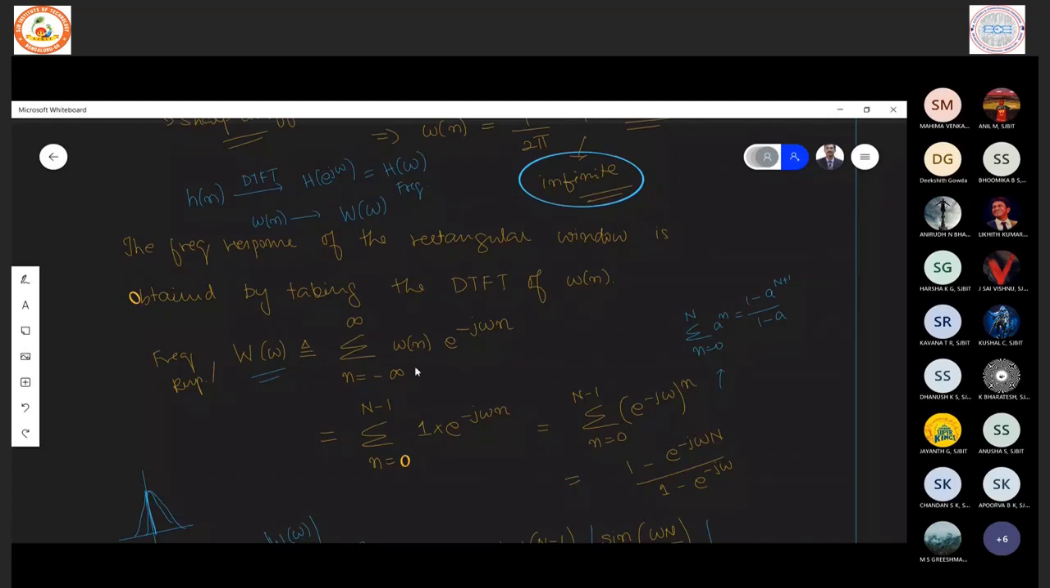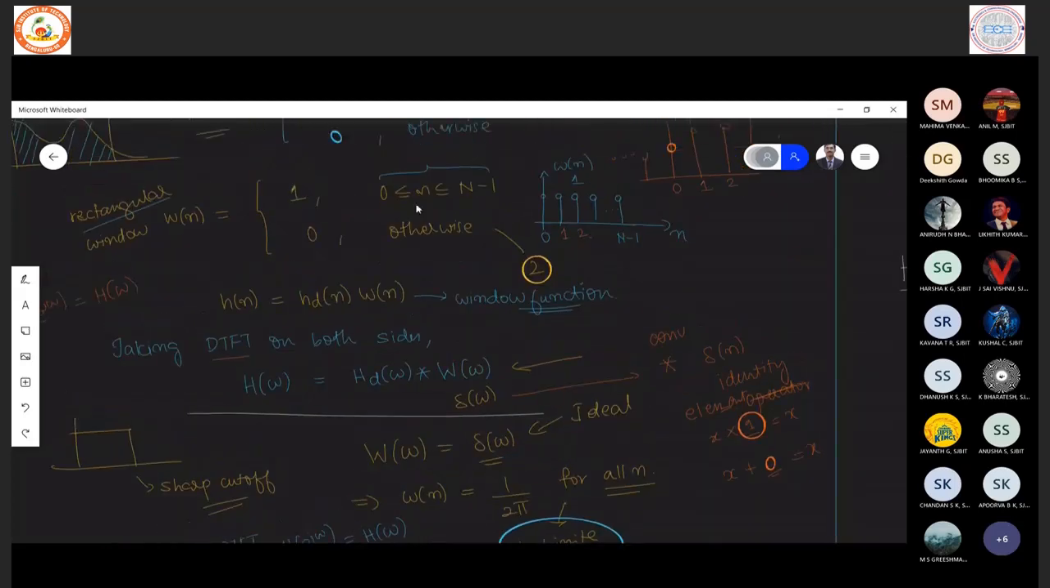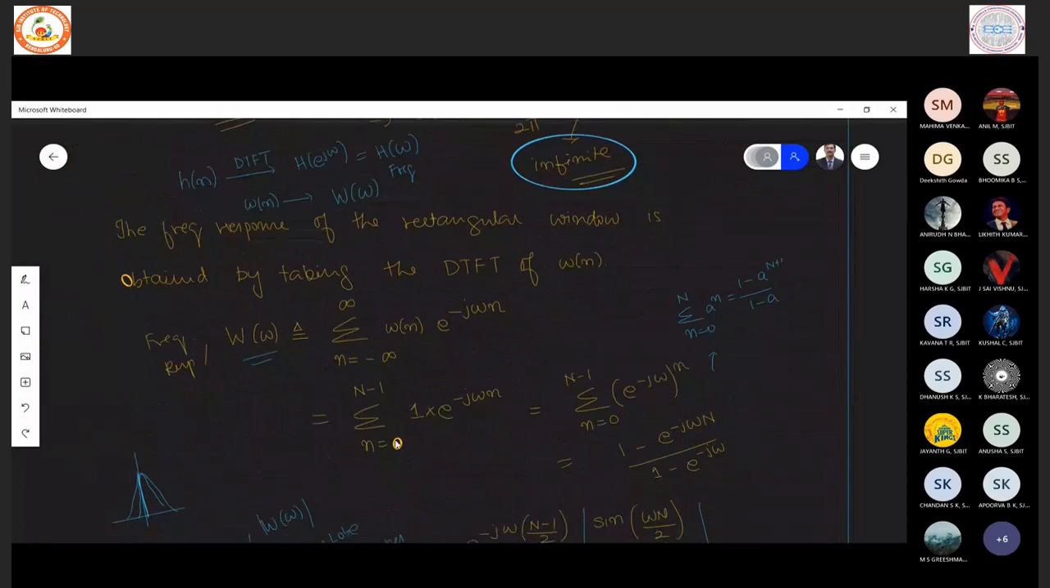I hope it's clear. We have already defined the window function. The value is 1 for n which lies between 0 to N minus 1. Therefore, we can insert this value for w of n. We are inserting the value 1, and the limits are strictly between 0 to N minus 1. This is where the window function has a value 1. Inserting this value and simplifying, we end up with the summation of e power of minus j omega whole power of n. Now by taking this particular form, we can express it as a finite series.